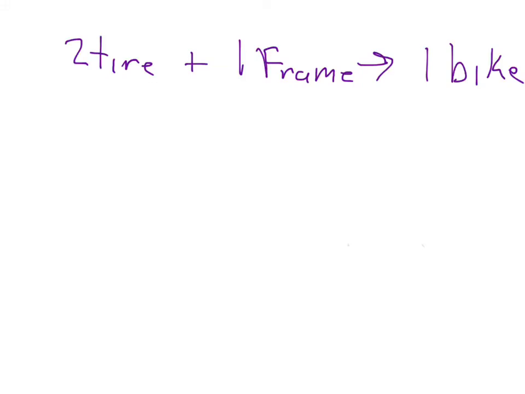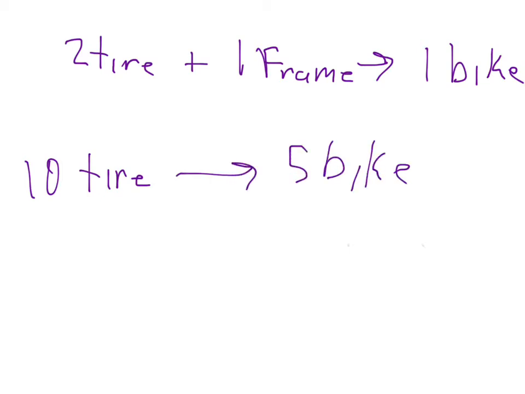All right, let's go ahead and start talking about limiting and excess problems. Let's think about this chemical reaction here where we have 2 tires plus 1 frame produces 1 bike. And the question I'm going to ask you is, well, what if I had 10 tires? How many bikes could I produce? Well, obviously, I'd be able to produce 5 bikes.